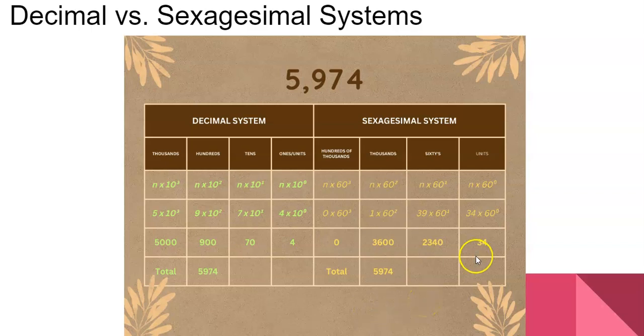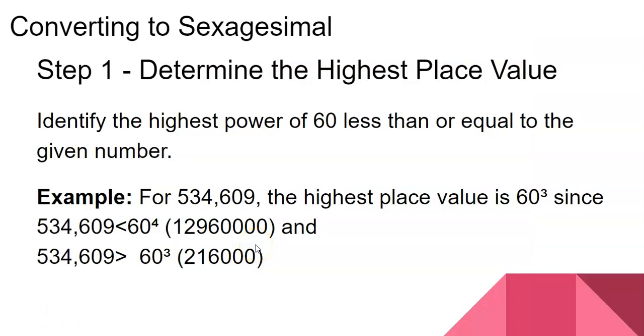You might be wondering how to find the digits for each place value, so please watch until the end. We'll break down the steps for the procedure of finding these digit values. So step number 1, determine the highest place value. Identify the highest power of 60 less than or equal to the given number by comparing it to the powers of 60. So for the number 534,609, which has 6 digits, it is less than 60 to the 4th, but greater than 60 cubed. Therefore, we start with the place value of 60 cubed, hundreds of thousands of 60s, and do not use 60 to the 4th.